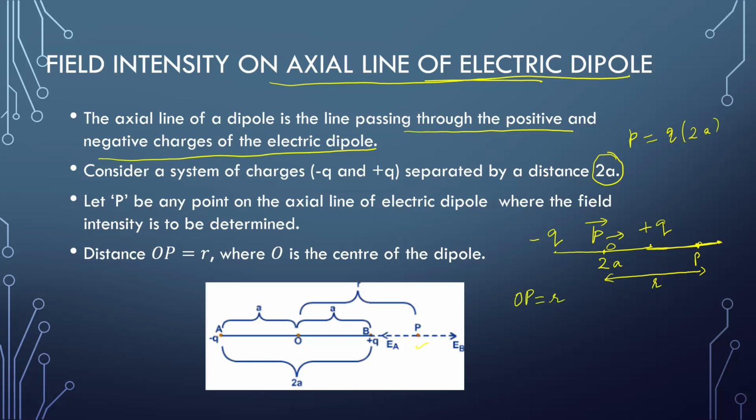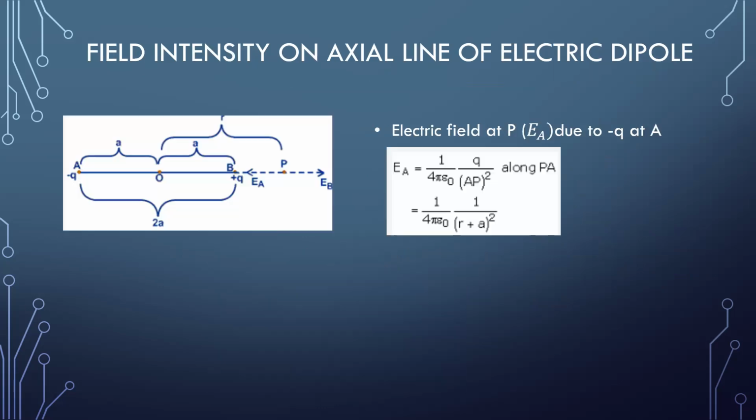Okay. So let this distance OP be equal to r, and O is the center of the dipole. So this much is clear, that P is a point on the axial line of the dipole where we want to calculate the field intensity due to the dipole.